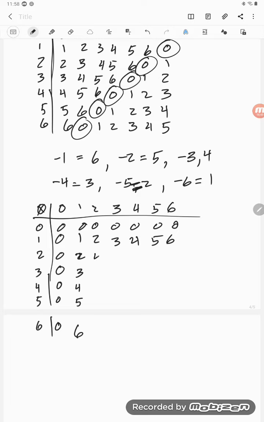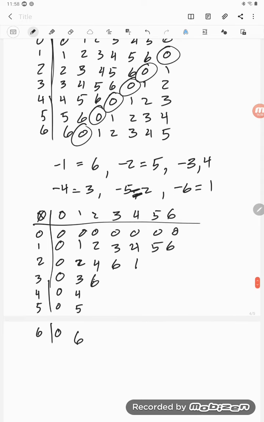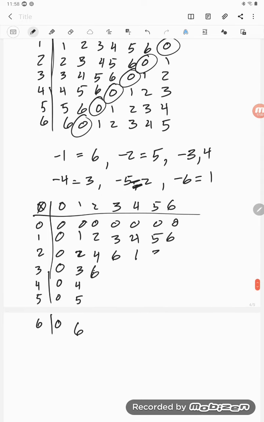So 2 times 2 is 4, that's fine. 2 times 3 is 6, and 3 times 2 is 6. So that's going great. But now, 2 times 4 is 8, but 8 is 7 plus 1. And then 10 is 7 plus 3, and then 2 times 6 is 12, that's 7 plus 5.